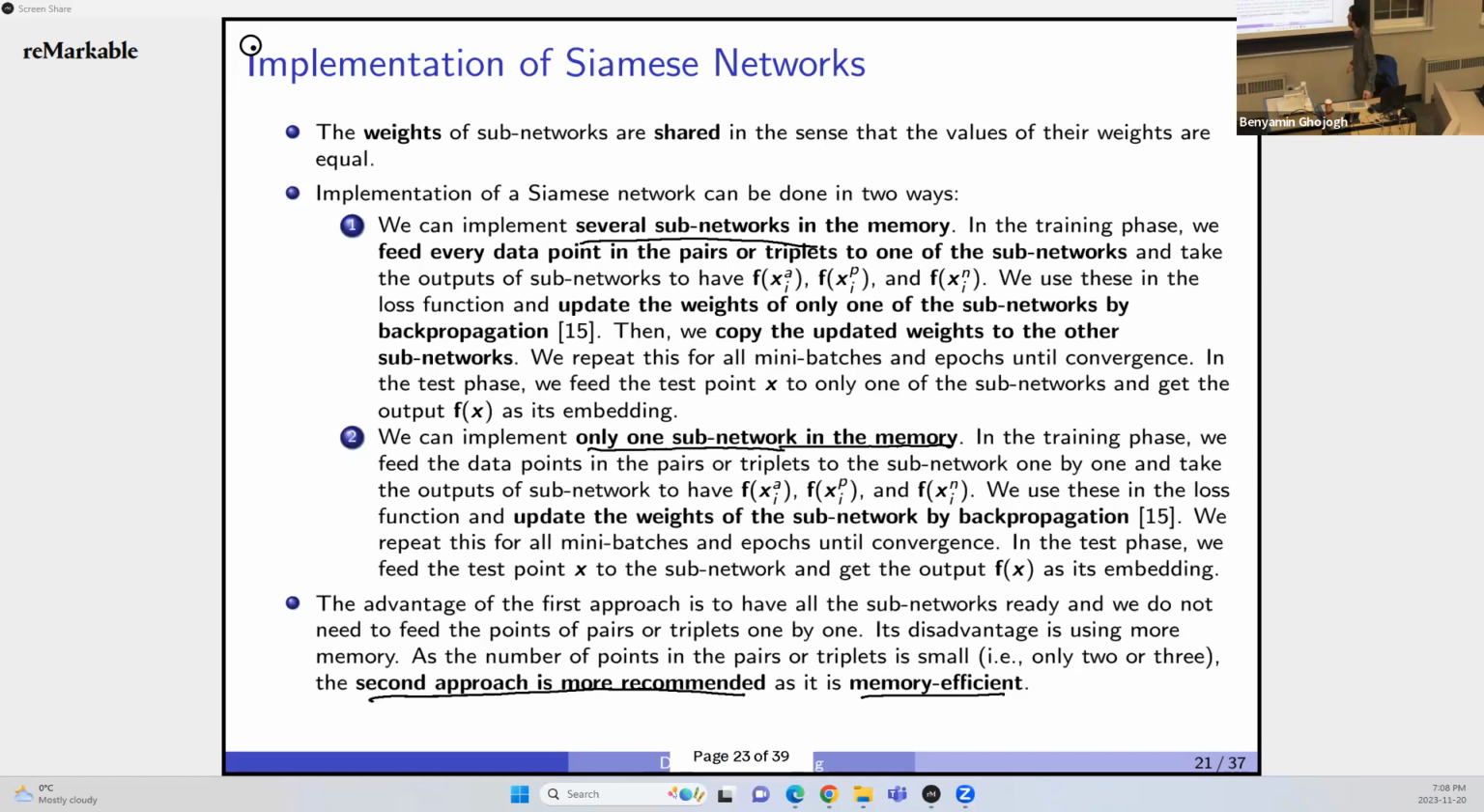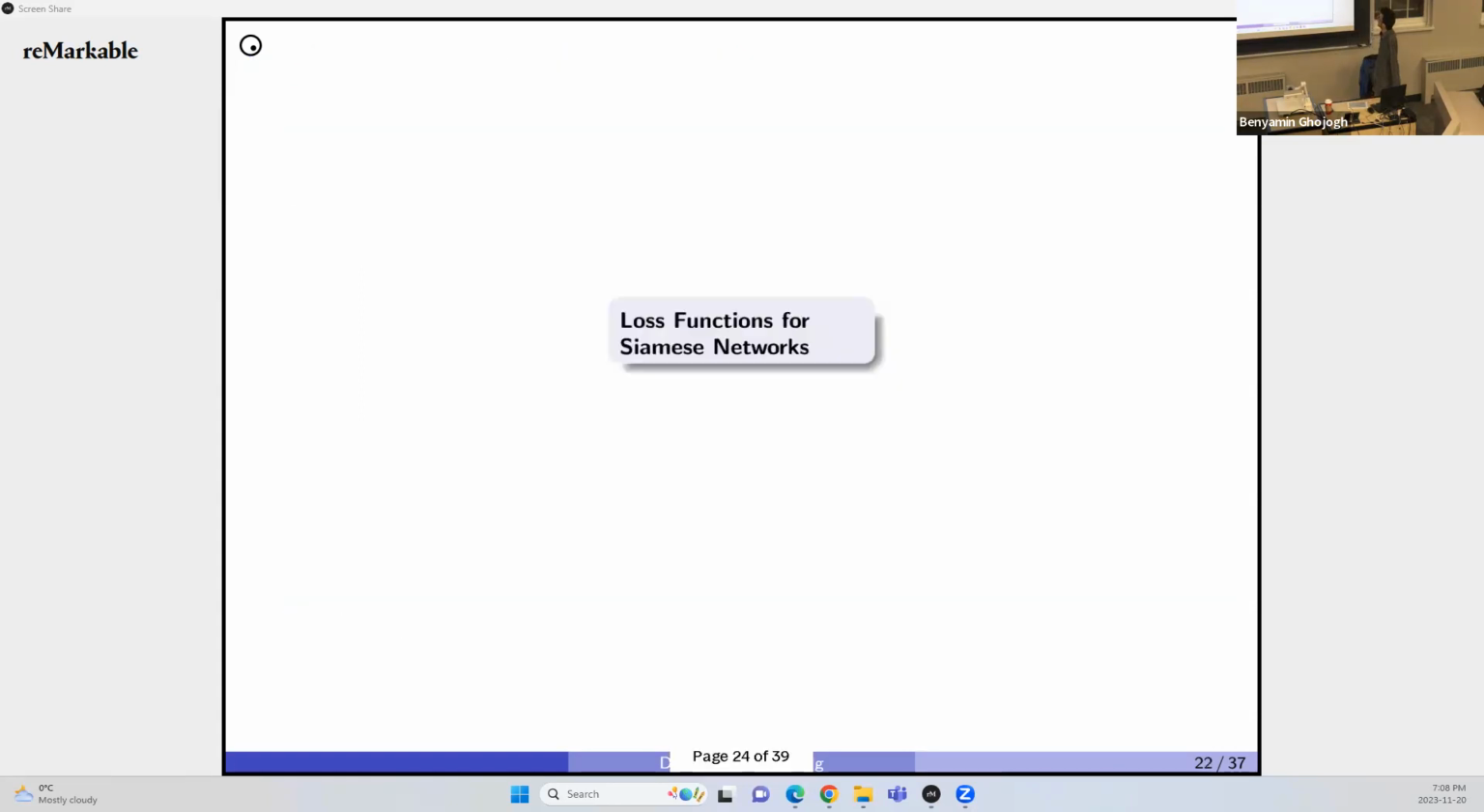And I said, how do we implement them? Rather than having several networks in memory, we usually have one network and feed it several times. Feed anchor to it, feed positive to it, and feed negative to it. So it's more memory efficient. I think we stopped here: loss functions for Siamese networks.